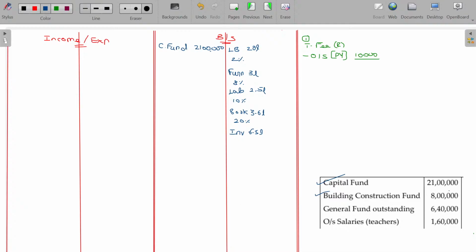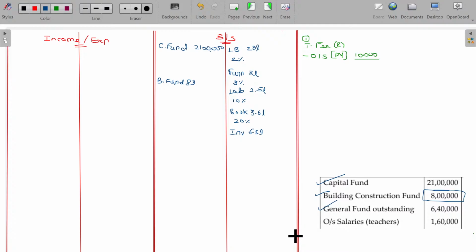Now, building construction fund. What does it mean? It's a specific amount collected and kept separately. It can be used for later purchase of the building. If you are purchasing the building later on, this 8 lakhs can be used. So here, building construction fund, otherwise simply building fund. There may be some changes, we are not sure. So currently, I will put the value being 8 lakhs here.